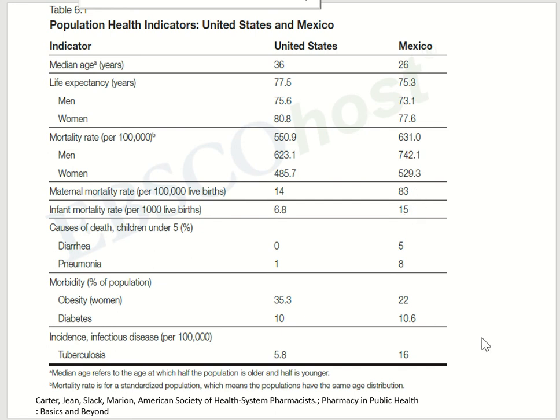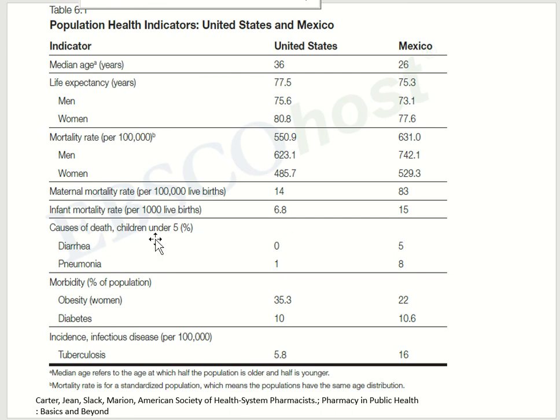As I told you, maternal mortality is a very important indicator. Infant mortality rate, again, per 1,000 live births, 6.8 in the US versus 15 in Mexico, almost double. And by the way, the US doesn't have the best indicators. You can look it up online. You can see that there are countries with much, much better indicators.